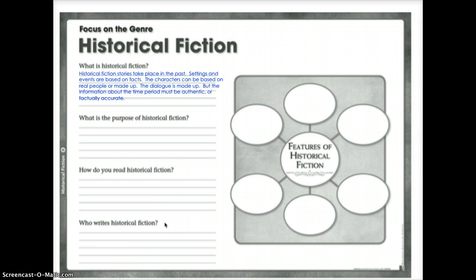But the information about the time period must be authentic or factually accurate, which means we can't have someone in the Wild West, in the 1840s, talking on a cell phone. We can't have someone in the 1700s driving around in a minivan. Just think, it has to be accurate for the time period.